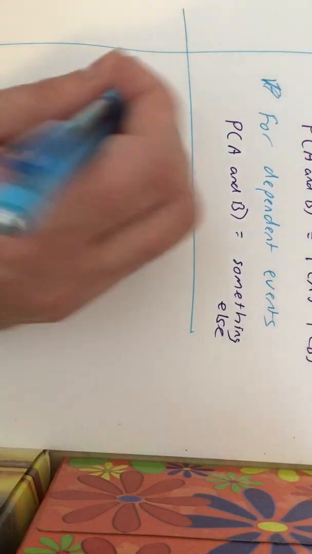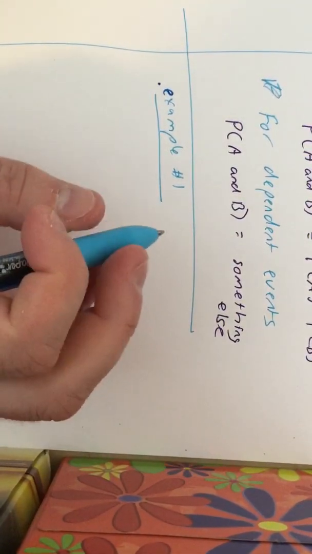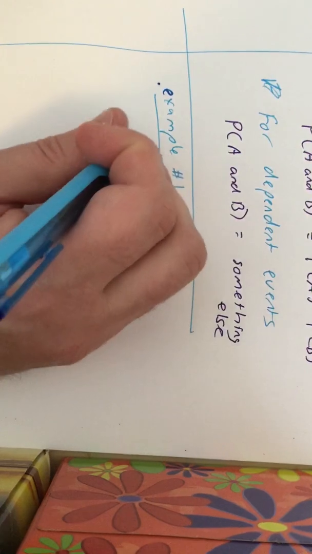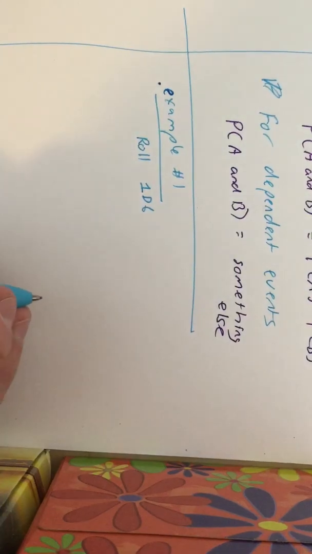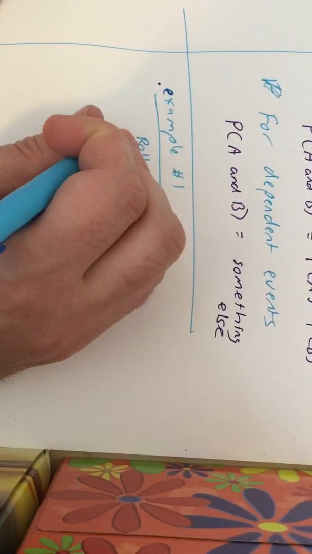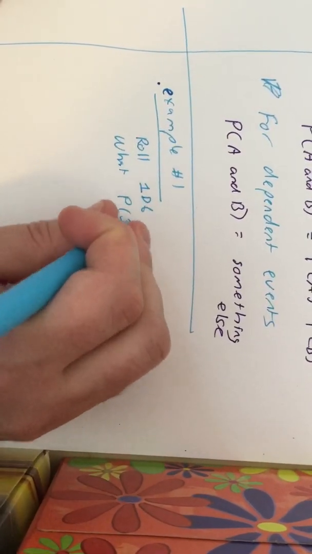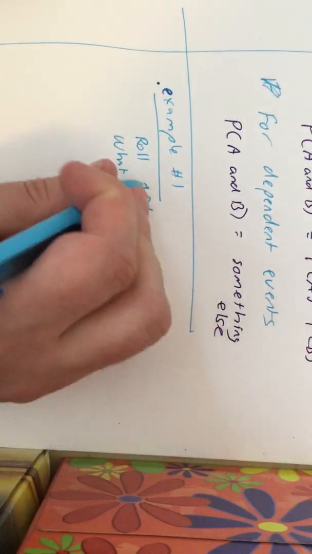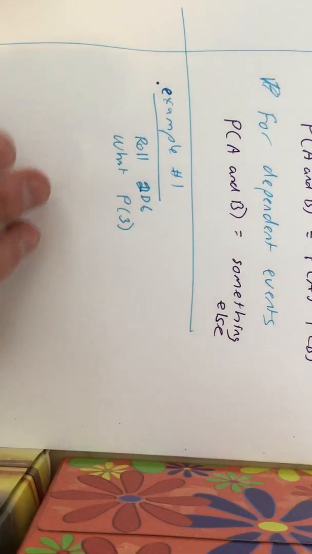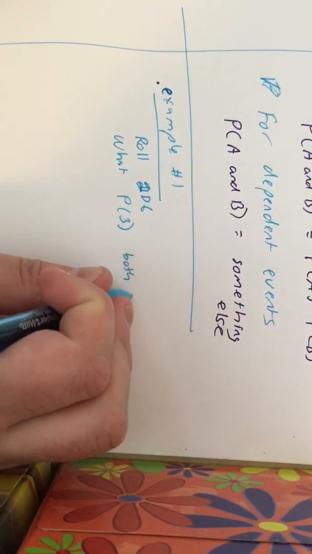So, example number 1. Let's say we roll a 6-sided die once. What is the probability of rolling a 3? So if we roll a 6-sided die once, what's the probability of rolling a 3? Now, 2d6: if we roll a 6-sided die twice, what's the probability of rolling a 3 both times?